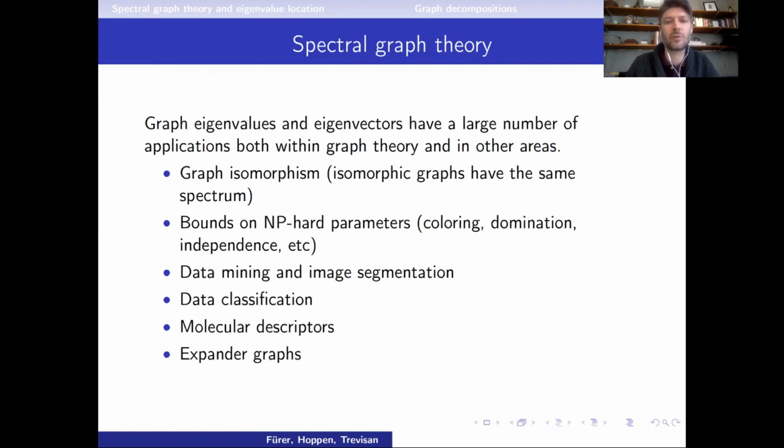Graph isomorphism was one of the reasons why people started considering graph spectra. Eigenvalues are useful bounds on NP-hard parameters like coloring, domination, independence. For data mining and image segmentation, one can use eigenvectors to get good partitions. Data classification is also a source of application, so PageRank and other algorithms, molecular descriptors in chemistry, expander graphs, and so on. And of course, in any such application, computing eigenvalues and eigenvectors or finding good estimates are important, right? So that's what we're going to talk about today.